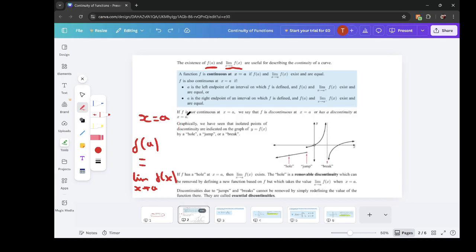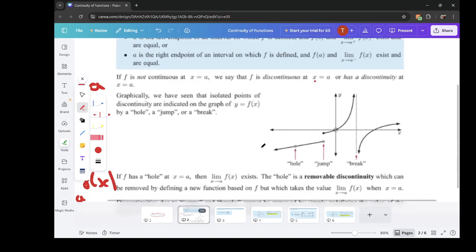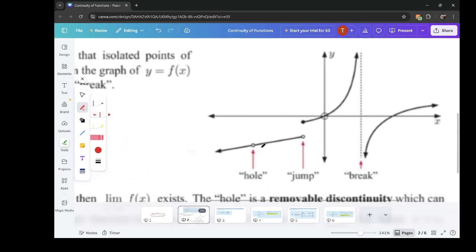If f of x is not continuous at x equals a, we say that f is discontinuous at x equals a, or has a discontinuity at x equals a. Graphically, isolated points of discontinuity are indicated on the graph of y equals f of x. So these are discontinuities over here. This, and this, and this. Let me just zoom in a little bit. These are the three types of discontinuities that you can have.